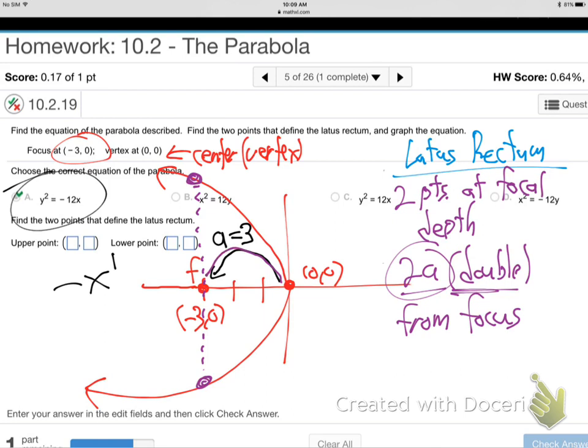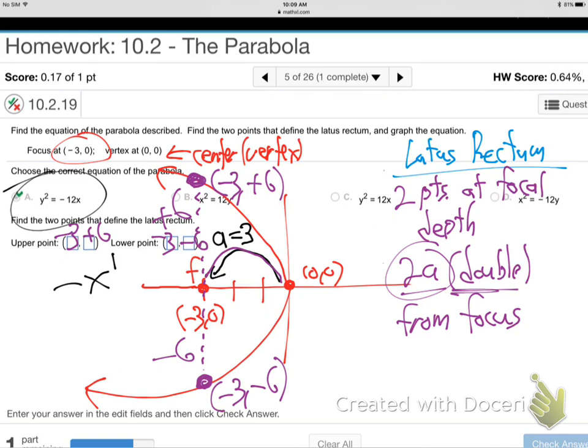What's A? A is 3. So this means this is up 6 and this one's down 6, double the 3. Does that make sense? Latus rectum points are always double the focus. So the coordinates of this point are back 3, up 6, and the coordinates of this point are back 3, down 6. Those are the two. The upper would be back 3, up 6, and the lower would be back 3, down 6. They want the upper and lower latus rectum points.